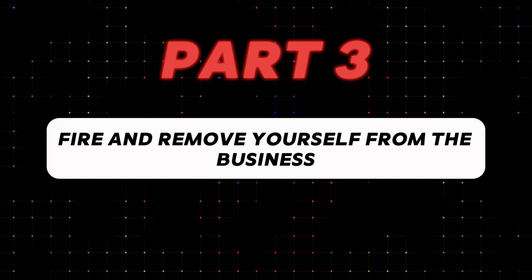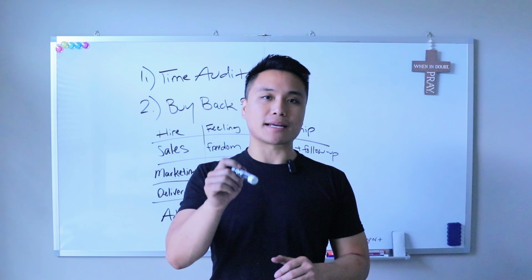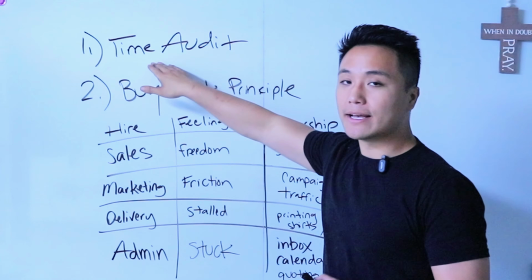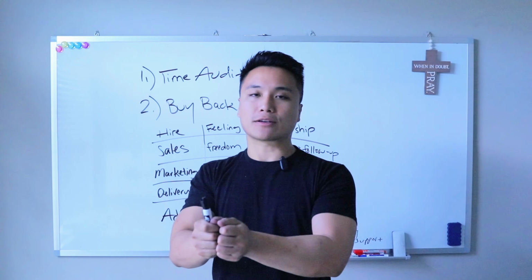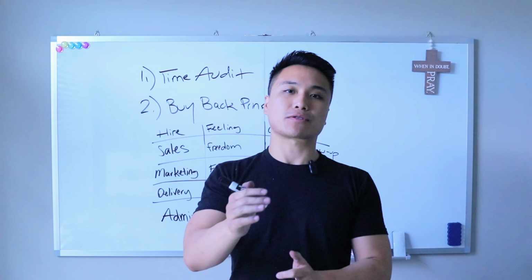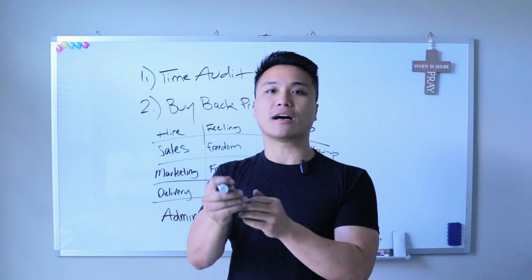All right guys, part three is to fire and remove yourself from the business. And to do this, we follow a systematic process. The first thing you wanna do is do a time audit. Where are you wasting your time so you can know what parts you can outsource so you can focus on the areas that you love within your business?